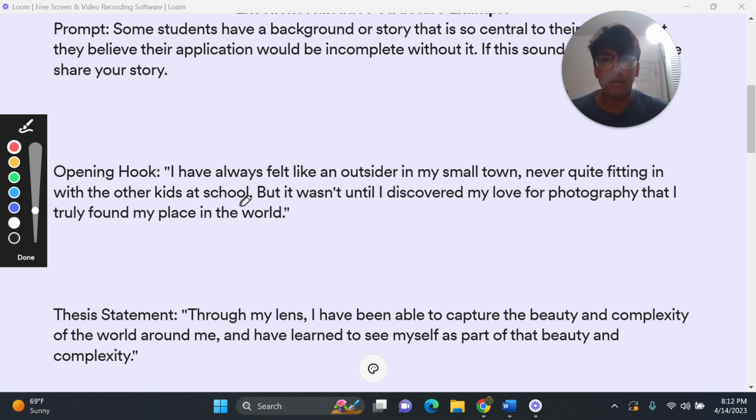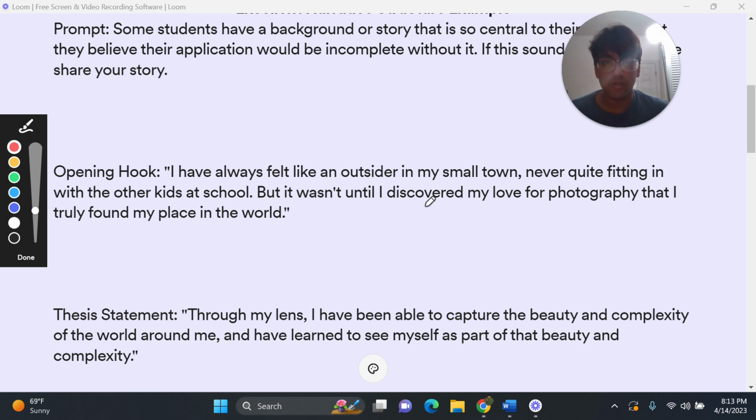And you can see how this opening hook really captures the reader's attention, because it introduces a problem, and it introduces where the story is going to go to demonstrate the solution. So the problem is that this person always feels like an outsider, and the solution is that they discovered a love for photography that helped them find their place in the world. And so this is a good hook, because now I have an expectation for what the rest of this essay is going to be about.